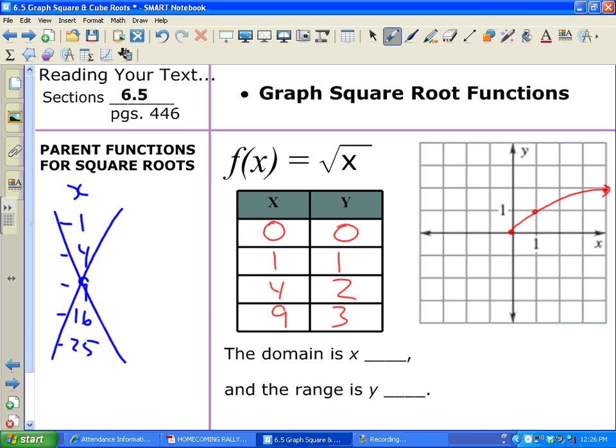So my domain here, remember you tell the reader what x is allowed to be and what x cannot be. X is allowed to be, in this problem, greater than or equal to 0. In other words, it can't be negative. 0 is okay, but negative numbers are not. Should also notice that I have a domain restriction.